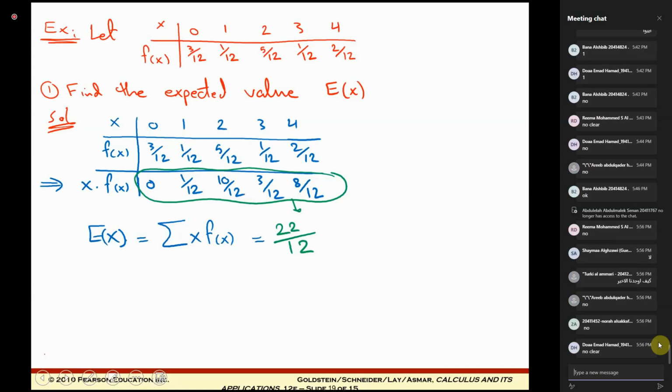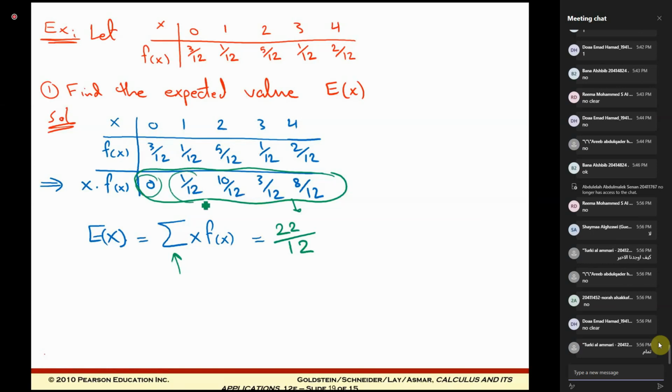كيف أوجدنا الأخير؟ جمعناهن. ما هي summation. شو معنى summation يا تركي؟ يعني بدنا نجمع كل اكس في ما ضربناه، يعني بدنا نجمع 0 زائد 1 على 12، 10 على 12، زائد 3 زائد 8 يساوي 22 على 12.